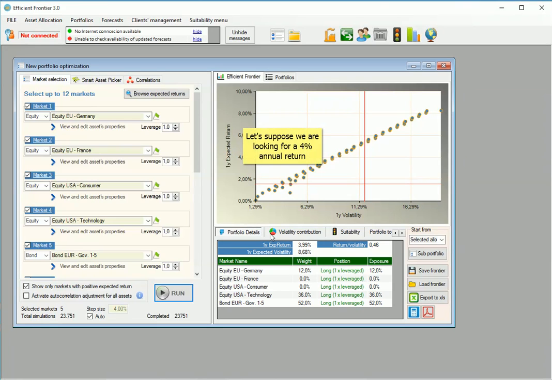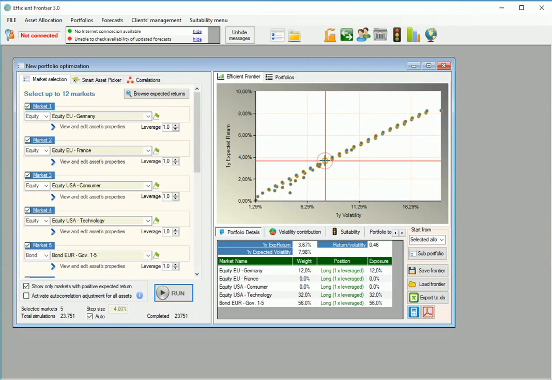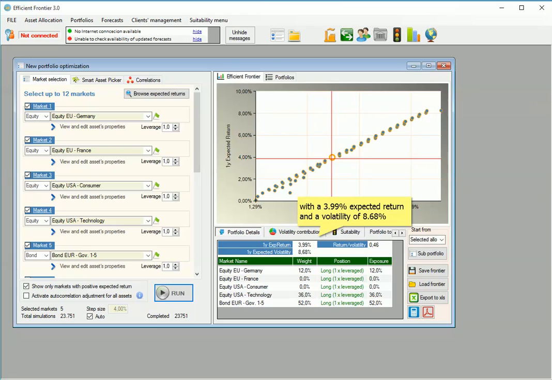Let's suppose we are looking for a 4% annual return. This is the right allocation, with a 3.99 expected return and a volatility of 8.68. Let's now go one step forward.